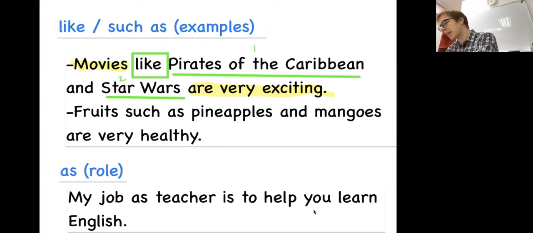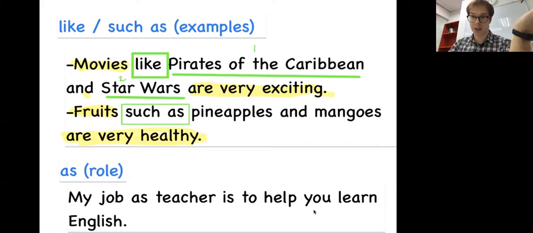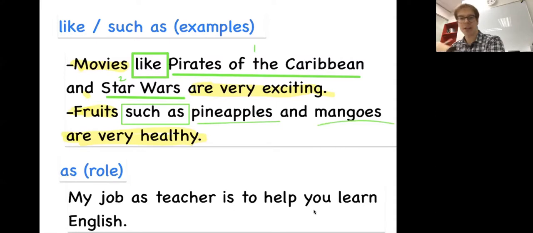We can also use a different word. We don't have to use like. We can also use such as. Such as also gives us examples. So here I say these fruits are very healthy. Fruits are very healthy. I want to know which fruits, which ones are very healthy. So I can say such as pineapples, mangoes, passion fruit, whatever you want. Those are my examples of healthy fruit. Like, such as, perfect for giving examples to support your point.